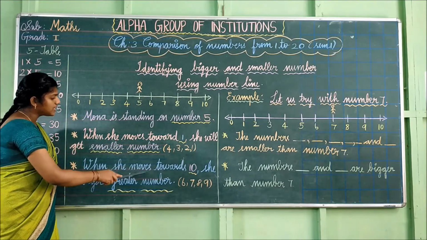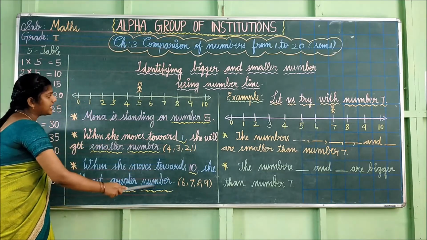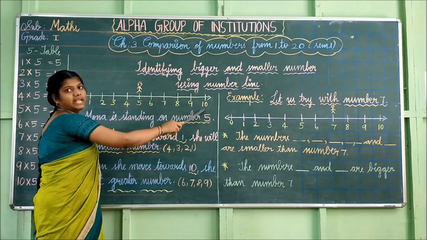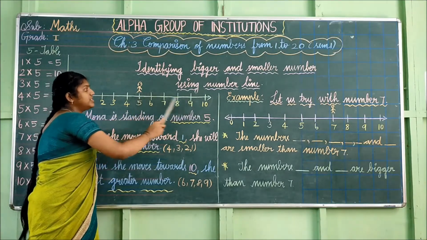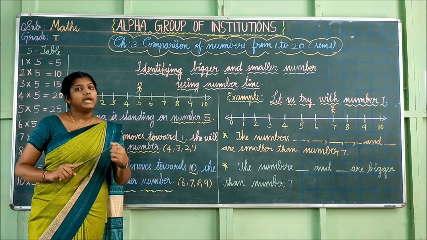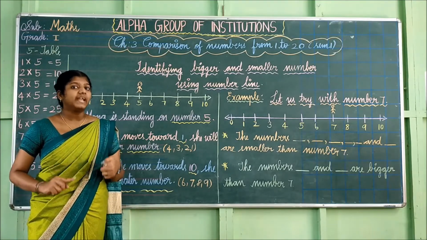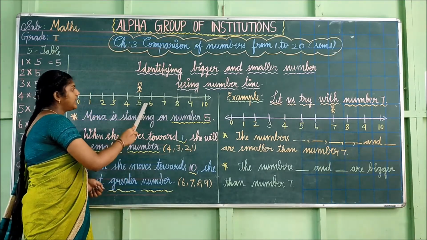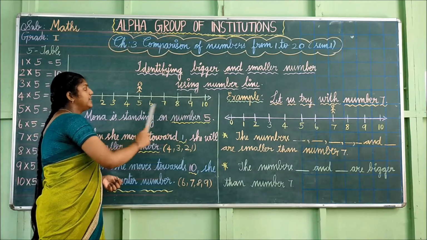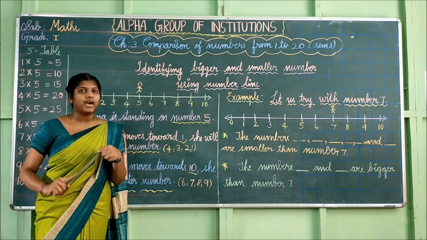When she moves towards 10, she will get greater numbers. And when Mona moves towards number 10, here is number 10, and when she moves this side, we will get a number greater than number 5. So what we will get? We will get numbers greater than 5. So see here, after 5 we have 6, next 7, 8 and 9. So these numbers are greater than number 5.